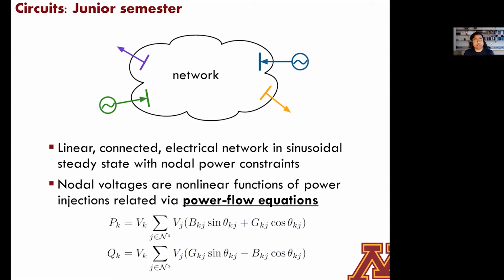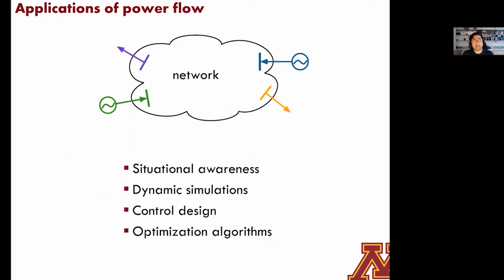So for a bunch of these reasons, going across a bunch of these applications, such as situational awareness, dynamic simulations, control design, optimization algorithms. No matter what you do in any application in power systems, whether it's at the transmission level or the distribution level, it turns out that having information about the voltages is important. And that's why this problem is key to everything that we think about, building up from just solving the power flow up onto control design and optimization in the bulk power system.